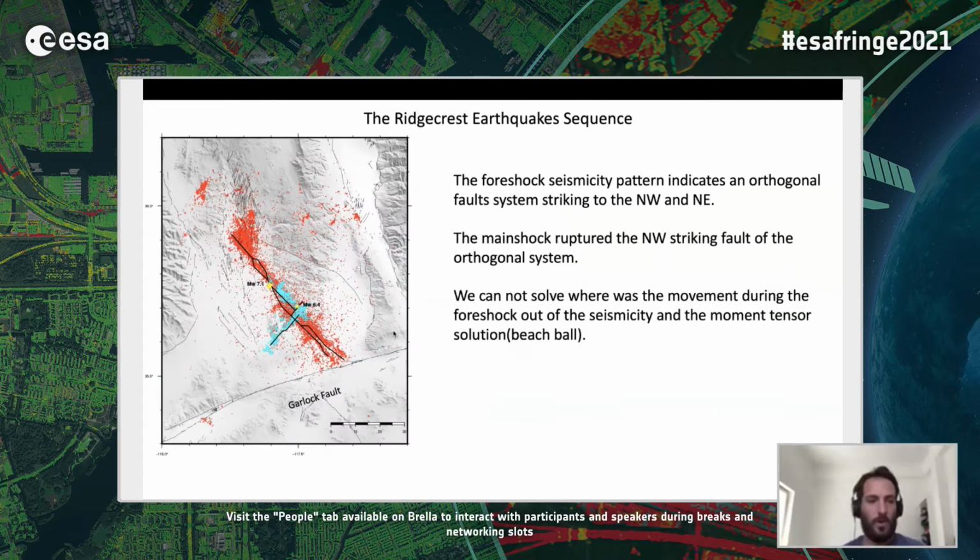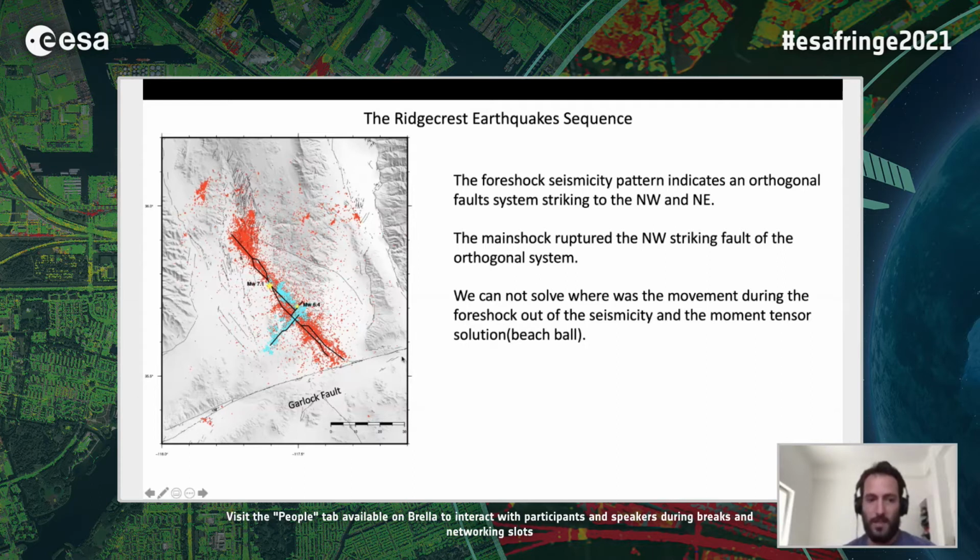I will now move on to talk about our second case study, which will be the Ridgecrest earthquake sequence, or the Ridgecrest earthquake pair. And here on the left, we can see the fault geometry that was involved in the sequence, where the sequence was composed of a pair of earthquakes, a foreshock on the 4th of July 2019, and a main shock that occurred 34 hours later.